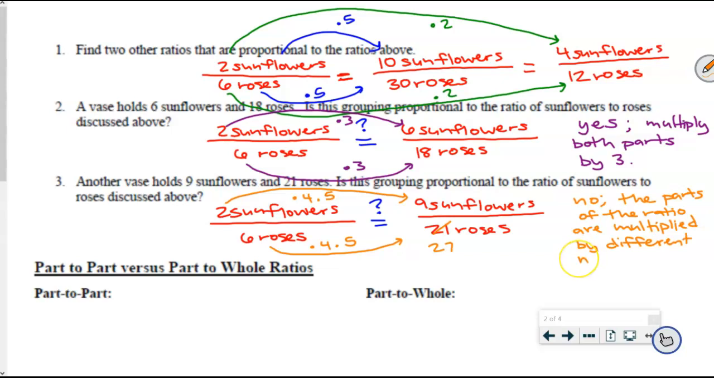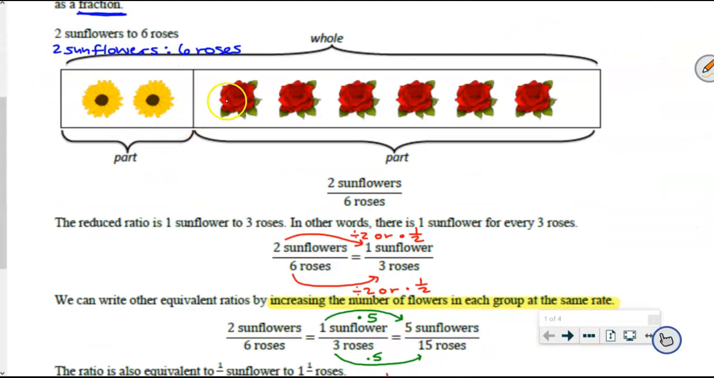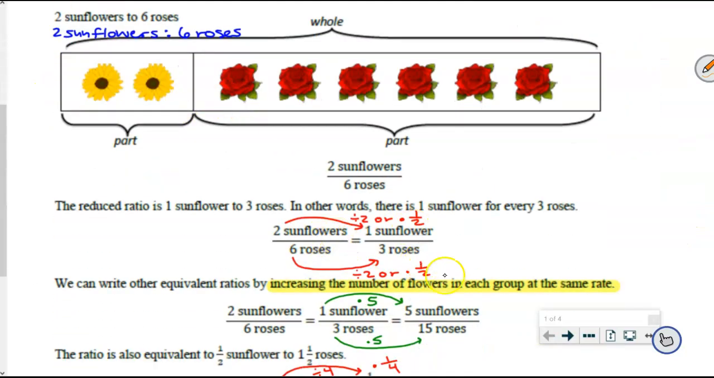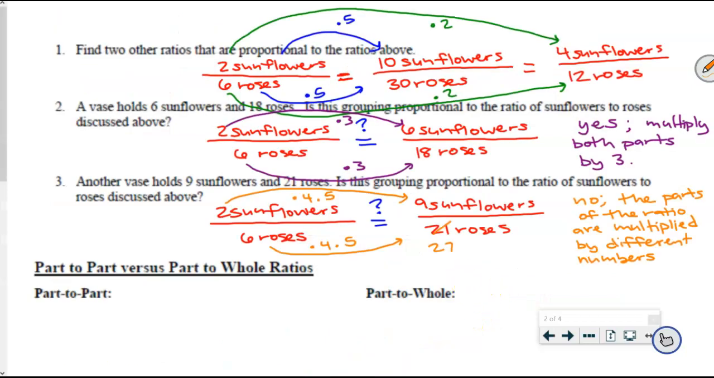Now, one last thing that I want to look at here. We have already taken the time to simplify this ratio over here. This ratio simplified to 1 sunflower to 3 roses. And so that is what I would like to do. So I'm going to take advantage of the fact that we already simplified that and we got 1 sunflower to 3 roses.